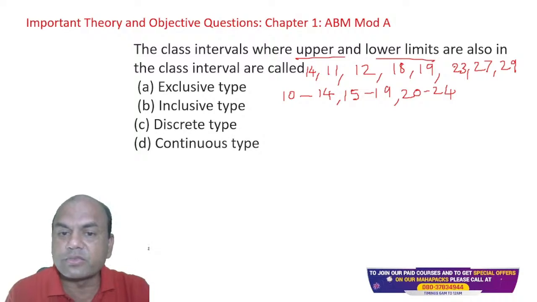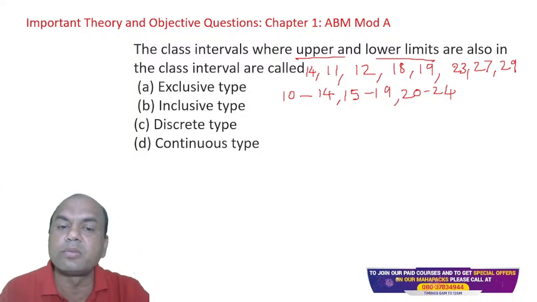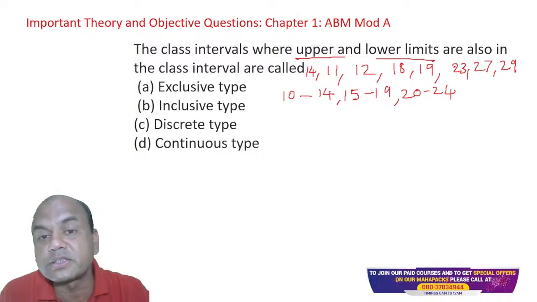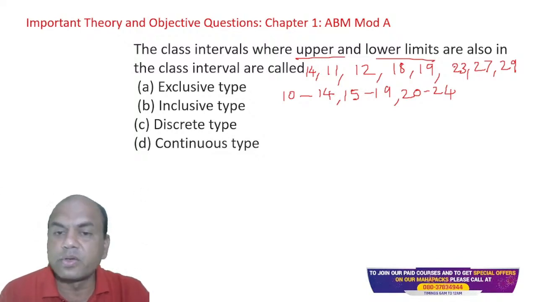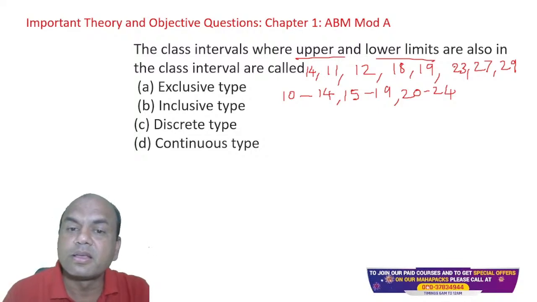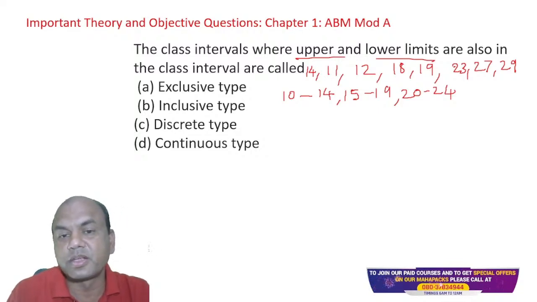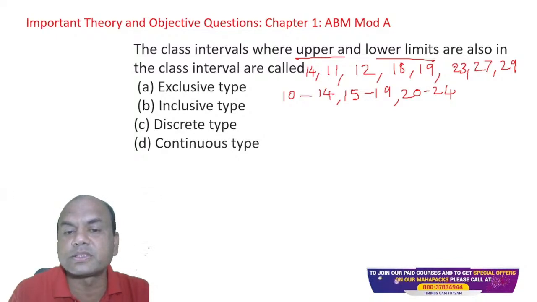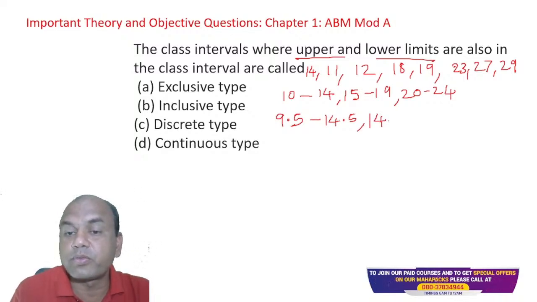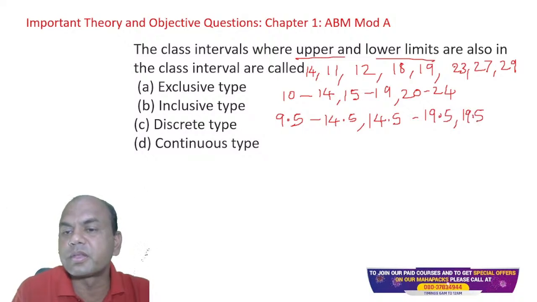Now this class where both the upper limit and the lower limit are included, this class is known as what? This is your question. If this is inclusive, what is the other one? The other one is exclusive. Here, take 0.5 on this side and 0.5 on this side, so it will be 9.5 to 14.5. Similarly, this 14.5, 0.5 on the other side, to 19.5. And next again 19.5, and so on, right?